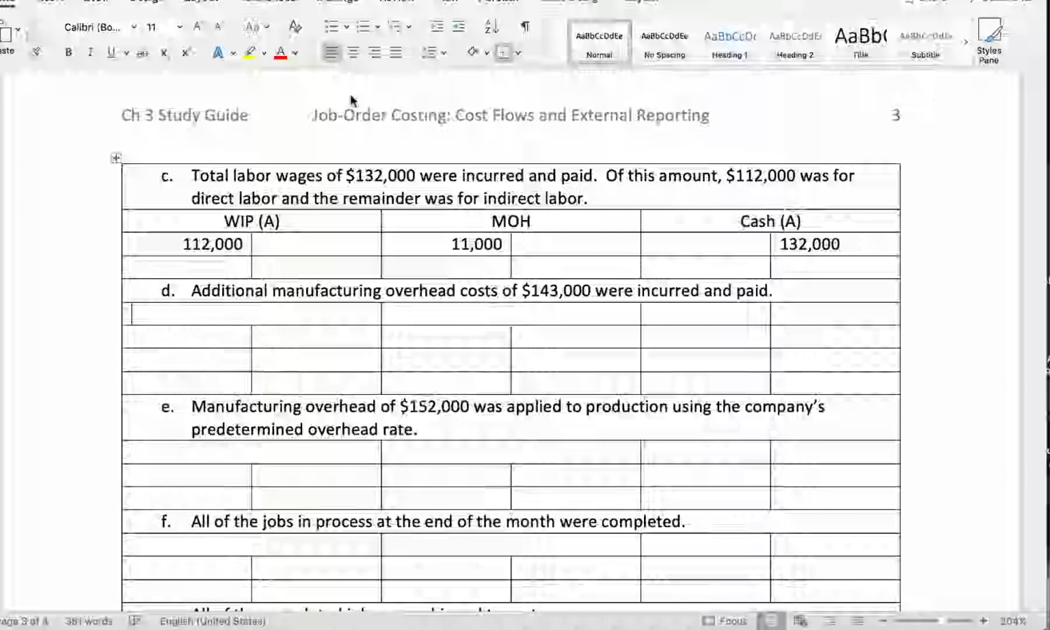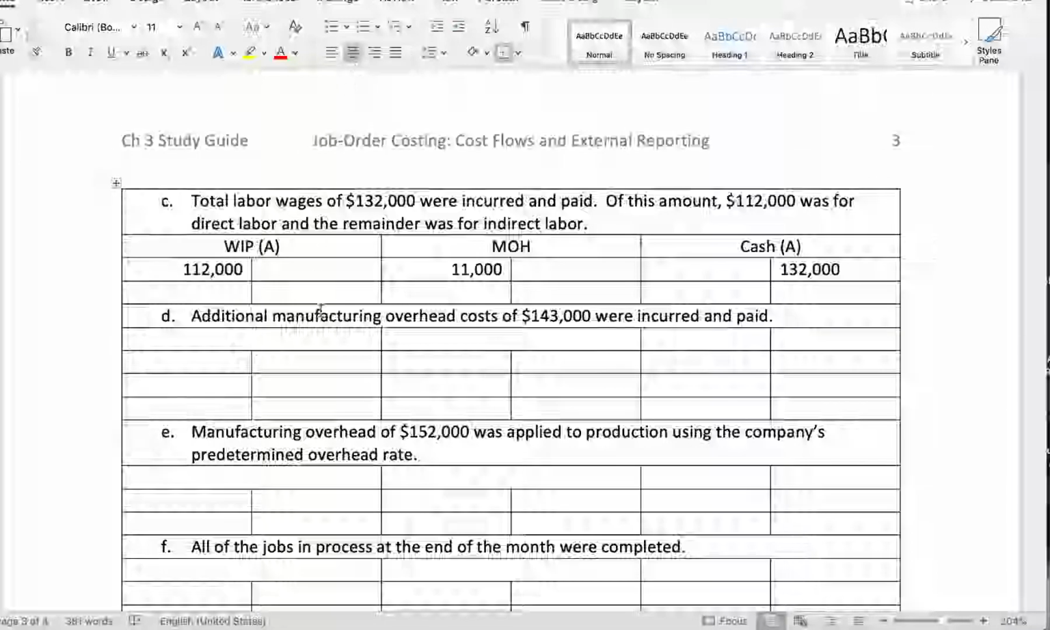Okay, so what we need to do is recognize that, hey, we need to hit MOH here. We also need to recognize that we paid these expenses. We paid the water bill, we paid the electricity bill, we paid the rent, we paid the indirect labor of the guards. Okay, so since we paid it, we're going to hit cash. Right off the bat, we're hitting cash.